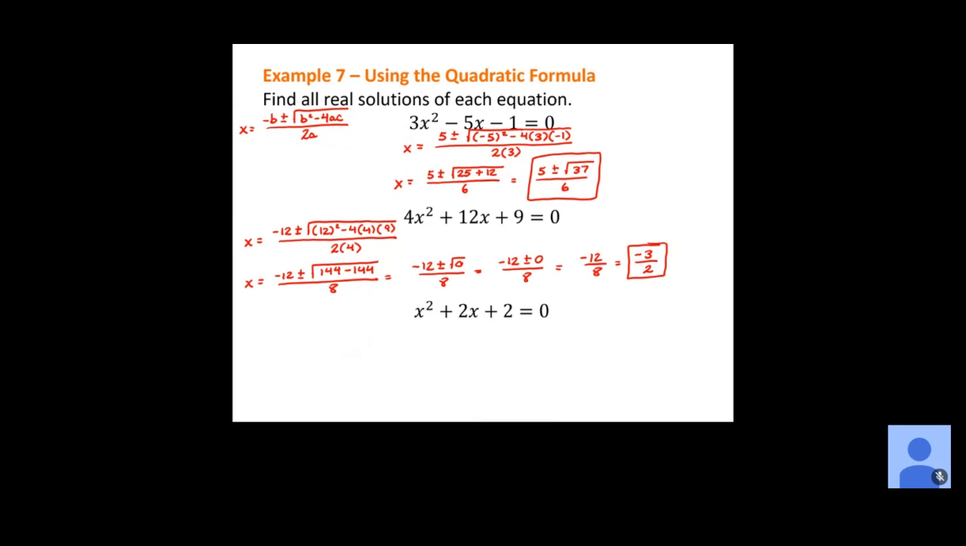Notice here, we only got one solution this time, right? So negative 3 halves is a single value. It's the only value that works, and it's because we got that 0 inside of our square root this time. Whenever you get a 0 inside there, you're only going to get one solution to your quadratic equation. Any questions on that one now?